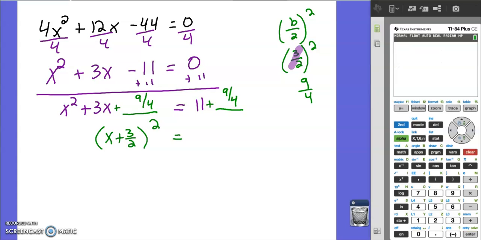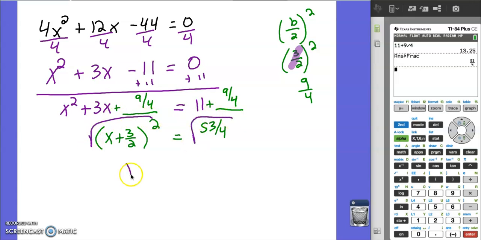All right, on the right side, there's a couple ways to do this, but if you take 11 plus 9/4, you get 13.25, or if you wanted to enter this as a fraction, you could do math, enter, and you can get 53/4. There's a lot of advantages of doing it as a fraction because of the next step. So we're going to take the square root of both sides. The square and the square root cross each other out, so I'm left with x plus 3/2.